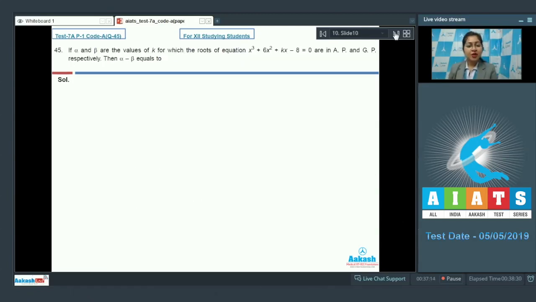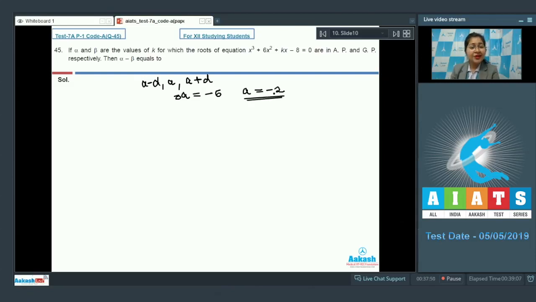Next is question number 45, which says that if alpha and beta are the values of k for which the roots of the equation x cube plus 6x square plus kx minus 8 equal to 0 are in AP and GP respectively, then we have to find the value of alpha minus beta. Now here let us assume that the roots are in AP, so the roots are A minus D, A and A plus D. So the sum of roots will be 3A, and the sum of roots is equal to minus 6, which means that A is equal to minus 2.